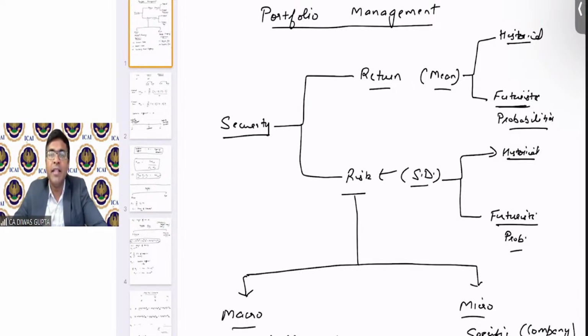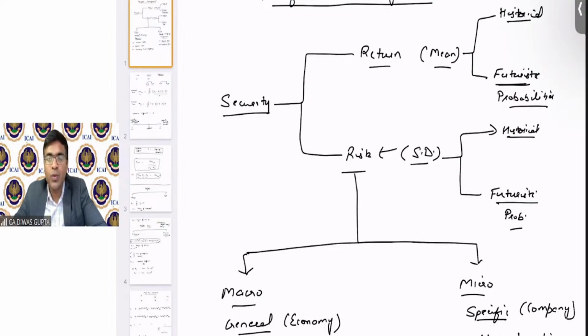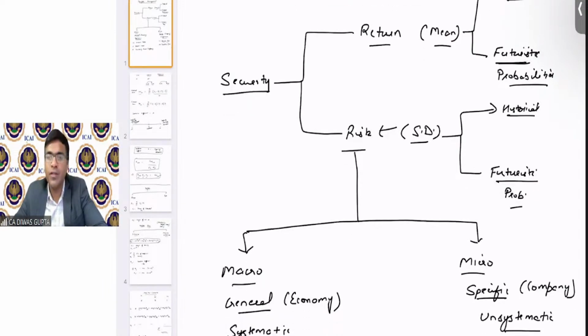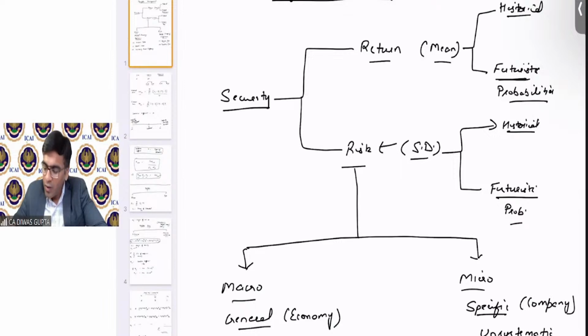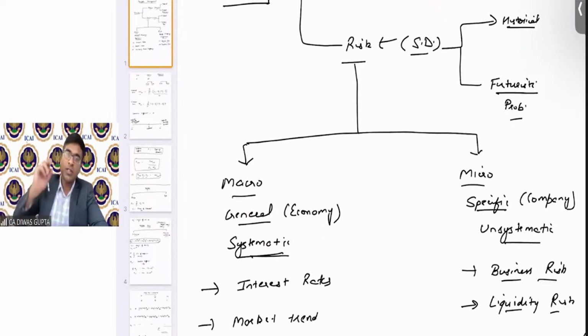So, students, we have started our discussion on portfolio management, and we said that first of all, we have to do the security, right? So in security, we said that return and risk are the two biggest factors which we have to keep in mind. For return, we said there are two ways to calculate, historical and futuristic, which is in case of probabilities. For risk, we said from our previous knowledge that it is a standard deviation.